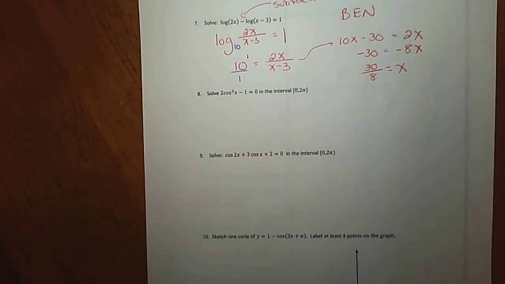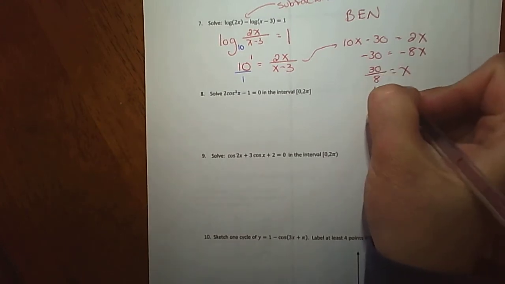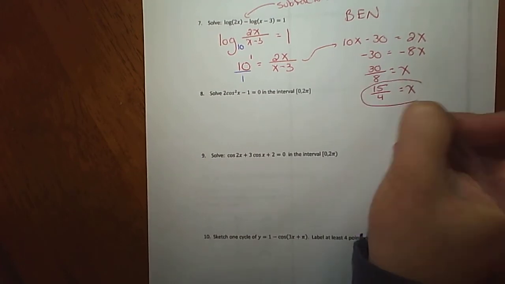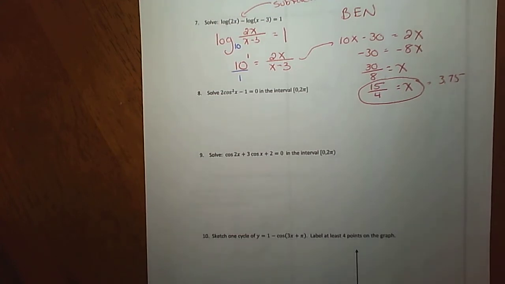Now some of you had that down as an answer. I didn't accept it. Technically it is equivalent, but guys, come on, this can be reduced, right? Divide both of these by 2. You get 15 over 4. So that would be the best answer. Some of you also gave me 3.75, which I took as well. But fractions are always perfect. All right, now number 8.